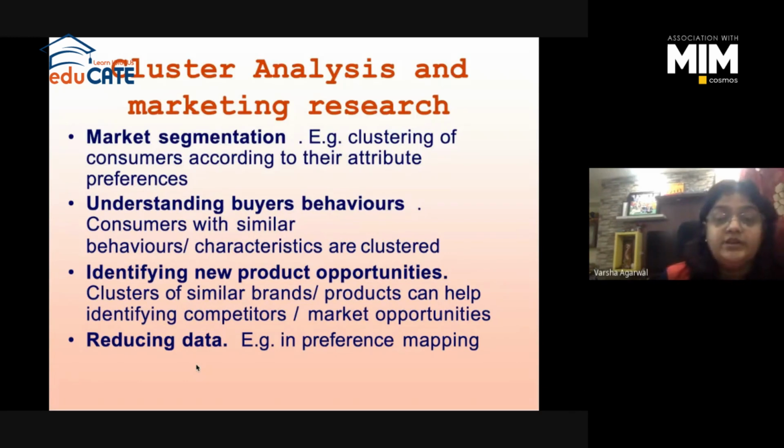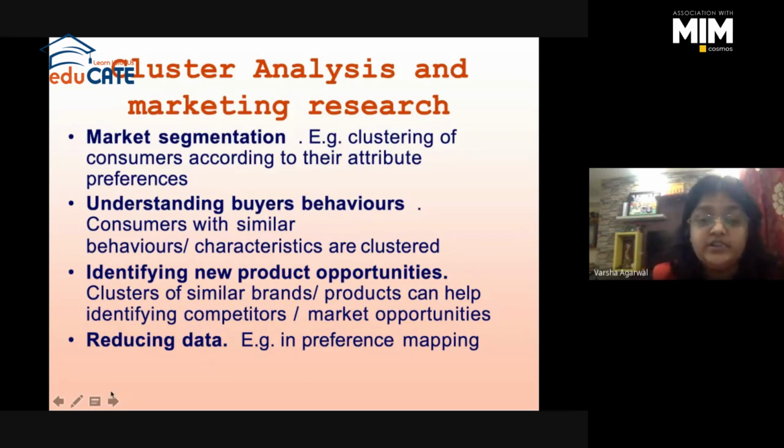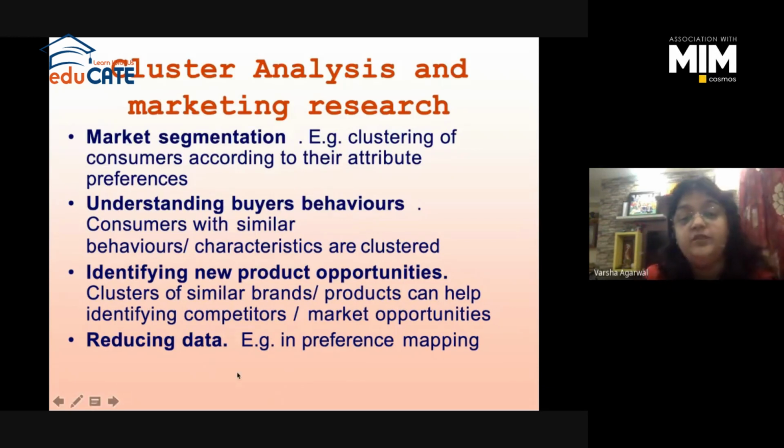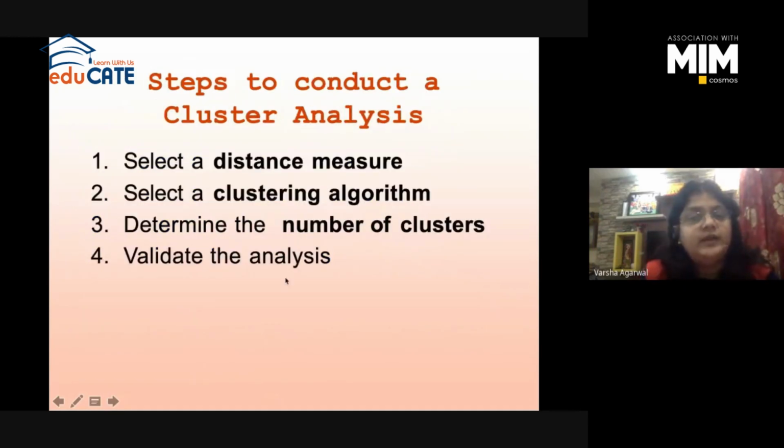And then reducing data. In preference mapping, it helps you make groups, and you can easily interpret the nature of the respondents, what exactly they are doing, and what kind of behavior they show. How do we conduct it? The steps are: select a distance measure, select the clustering algorithm, determine the number of clusters, and validate the analysis.